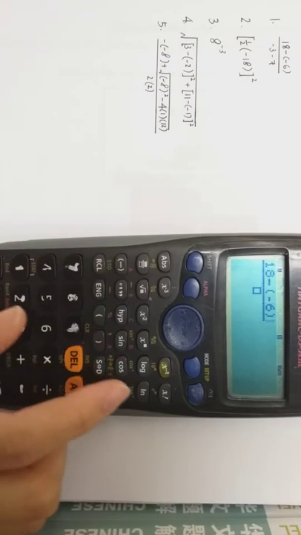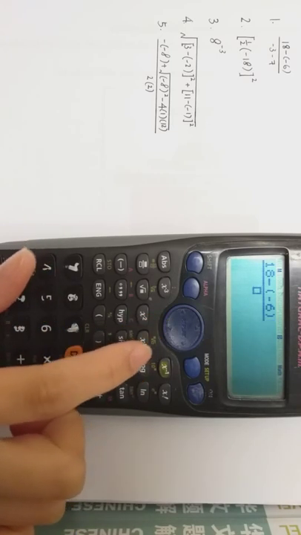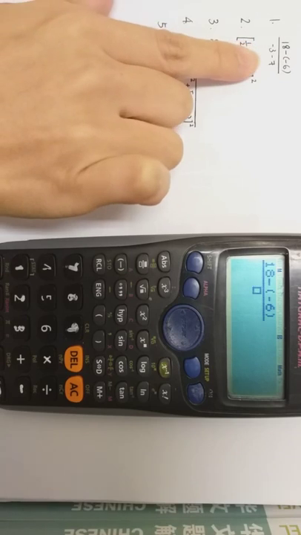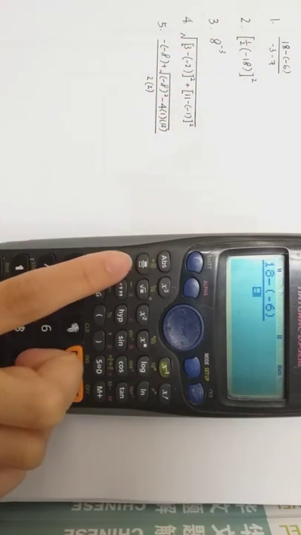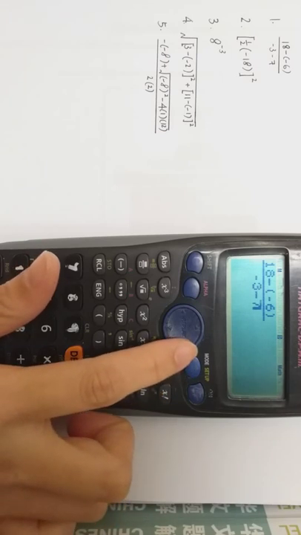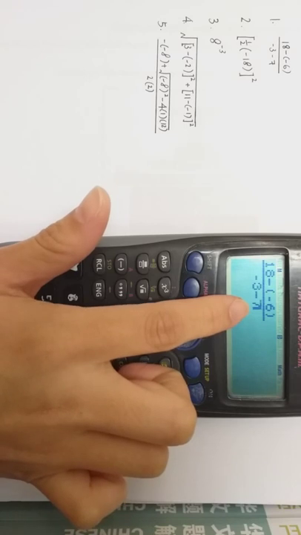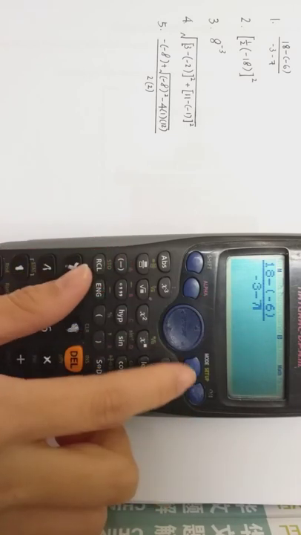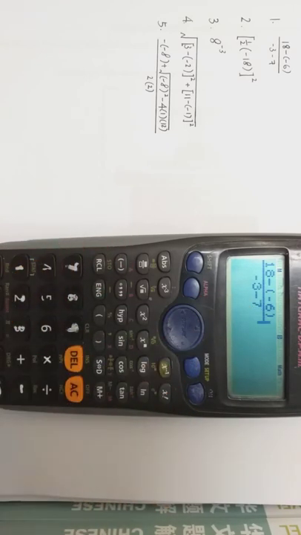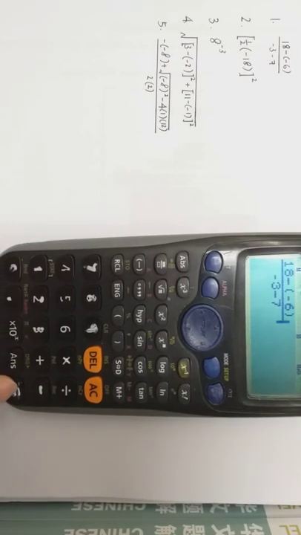Move on to the denominator. How do we go down? We just press the down button here, and we key in negative 3 minus 7. Usually I press the right button so that the cursor, the blinking line here, goes to the right, and then I press the equals sign, which is here at the bottom.